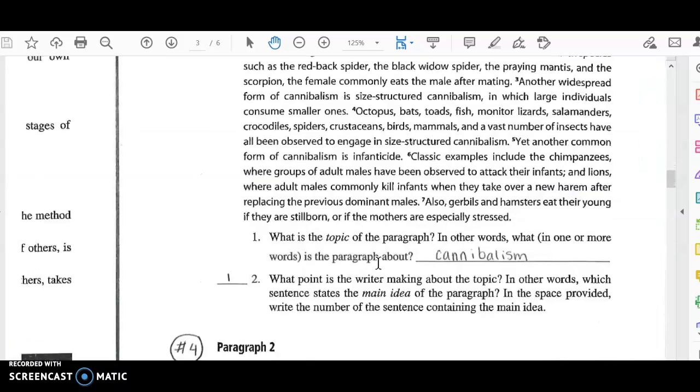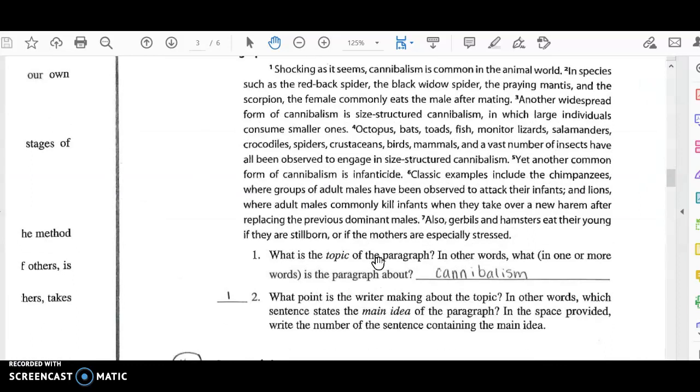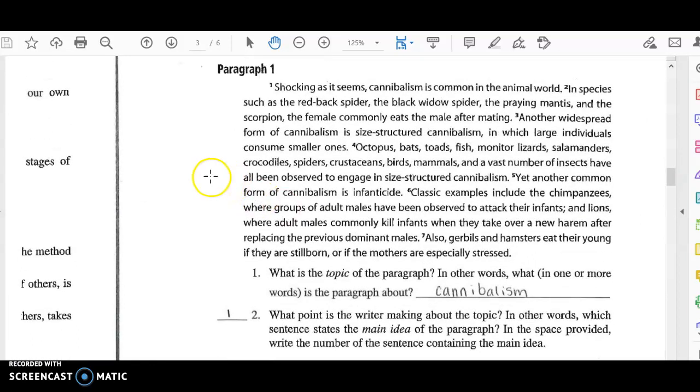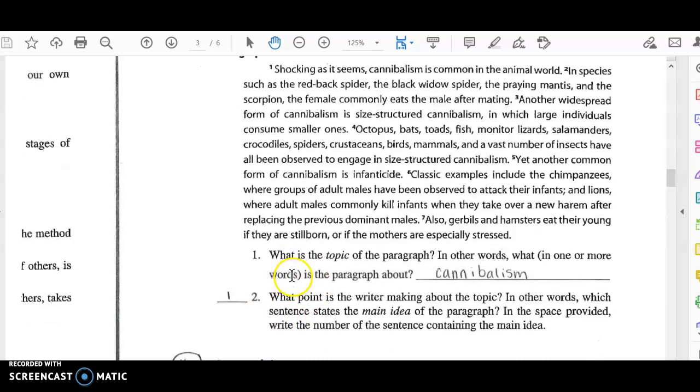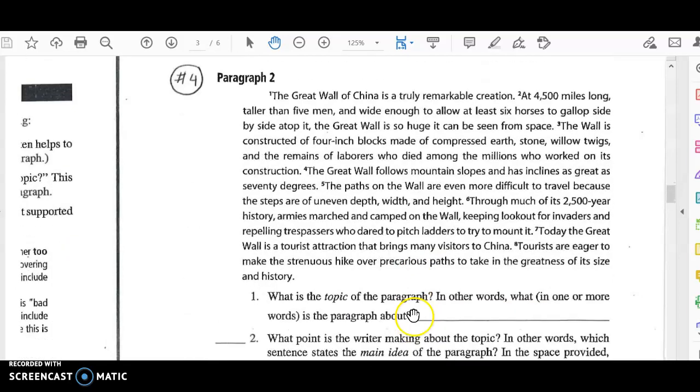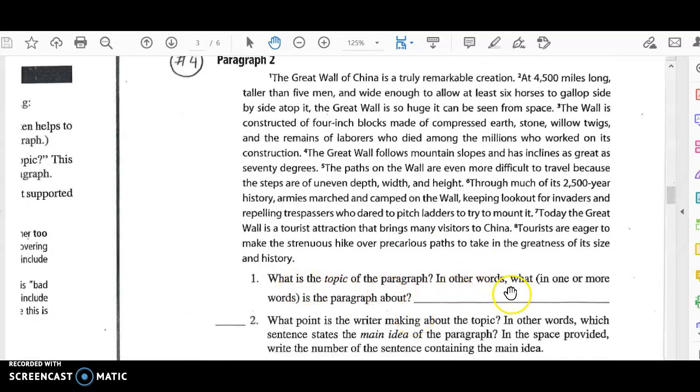For the next set of questions, it's asking you to read the paragraph and determine the topic yourself, and then the second question asks you to figure out which sentence in the paragraph contains the main idea. So this was the one that we used as an example in our PowerPoint. So for this one, number 4, the topic in this paragraph would be the Great Wall of China. So that's what we're talking about right in the first sentence, the Great Wall of China. And then our main idea sentence is 1, is the first sentence.